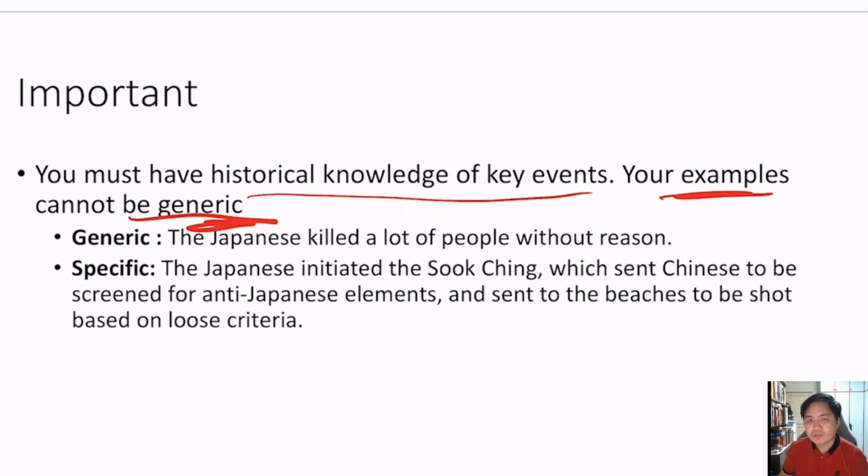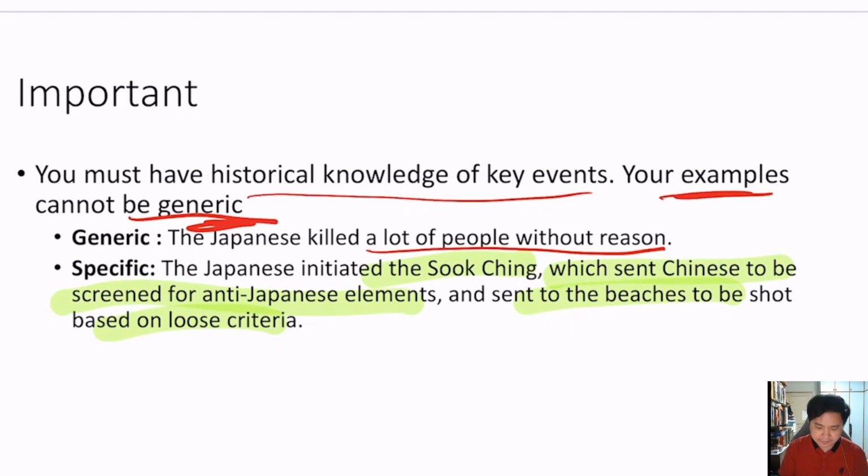For example, what would I consider generic if you write things like the Japanese killed a lot of people without reason? As you can see, this is very generic in terms of the facts, as compared to someone who wrote the Japanese initiated the Sook Ching. So you have the historical fact of the Sook Ching. Then you have what is Sook Ching: the screening for anti-Japanese elements. Then you will be sent to the beaches to be shot based on very loose criteria. So this is all very specific facts, very specific details that you need to know in order to answer your essay question.